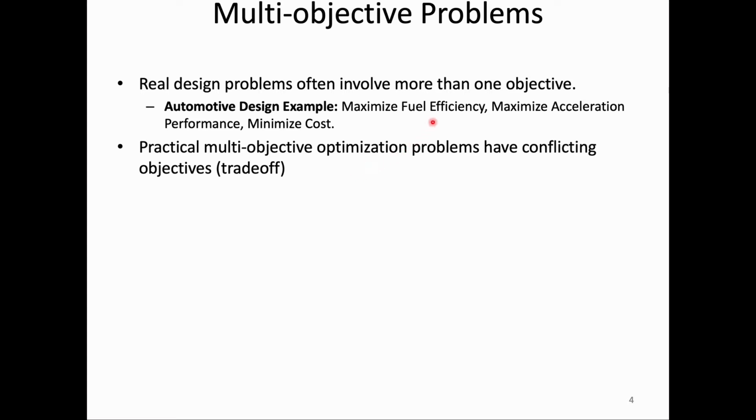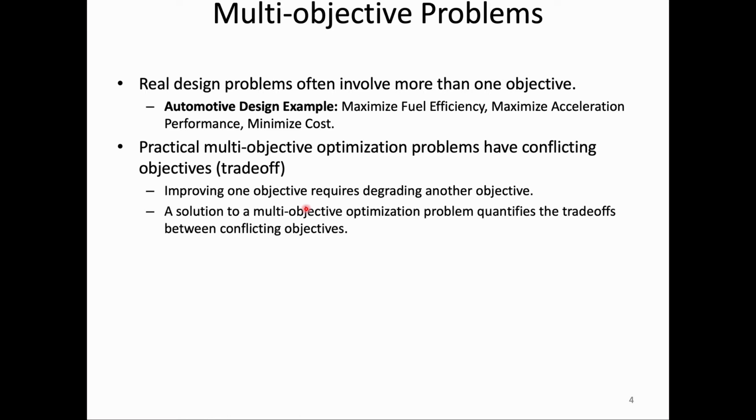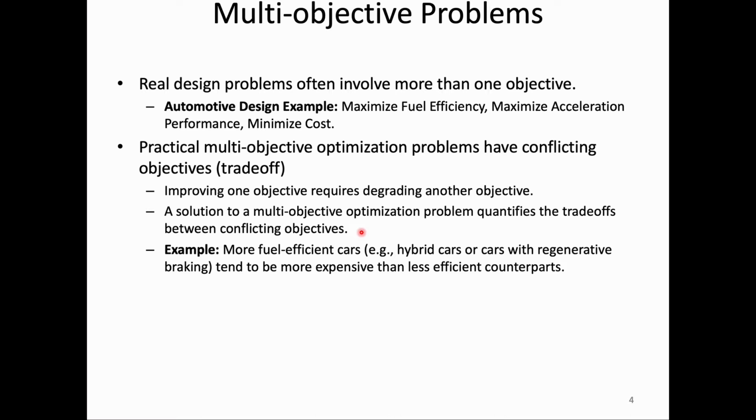For example, usually if we design a car that has both improved fuel efficiency and improved acceleration, it's going to cost more. Specifically, if we have two or more conflicting objective functions, to improve one of these objective functions often requires giving something up with another objective function. A solution to a multi-objective optimization problem quantifies the trade-offs between these conflicting objectives. So, for example, more fuel-efficient cars tend to be more expensive than their less efficient counterparts.